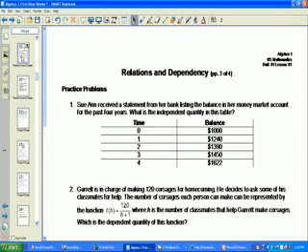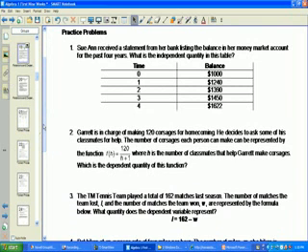All right, so yesterday we had practice problems, right? And they start off like this. It was talking about Sue Ann, who received a savings statement from her bank listing the balance from her money market account for the past 4 years. What is the independent quantity in this table? Let's talk about some words we might not know.